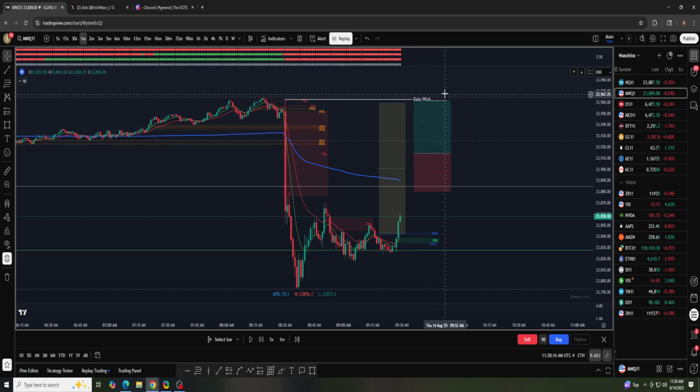And so very simply, I like to use dots all uniformly one color. Since the data wick is up here, I'm looking for all green dots to get long to the data wick. I like dots setups to obvious liquidity, being data wick, London highs, London lows, Asia highs, Asia lows, previous day highs, lows, whatever. Dots to obvious liquidity.